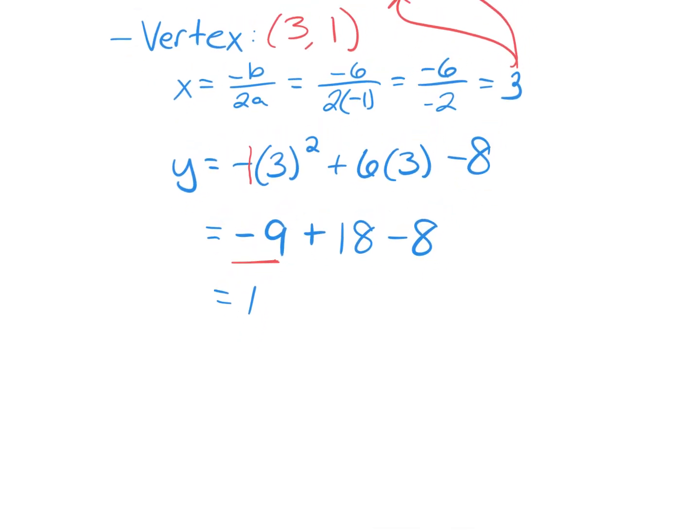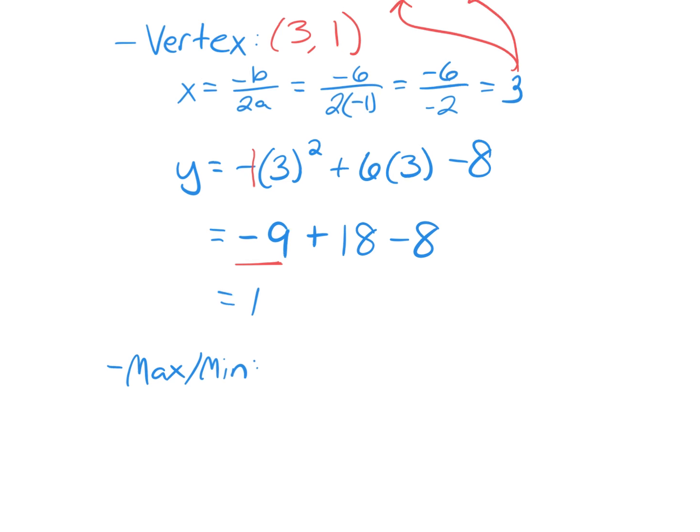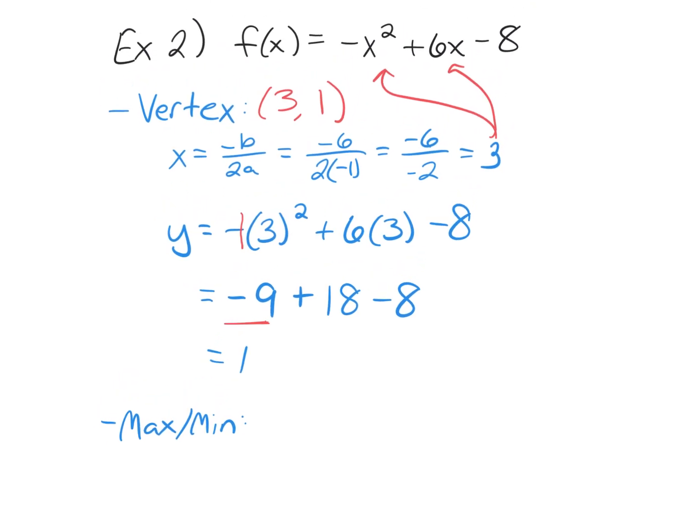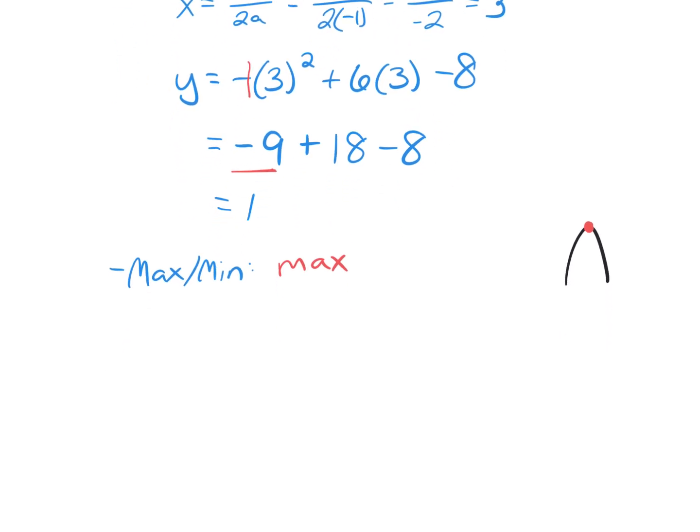What was after vertex? Max and min. What's going to help you? Draw the picture. Is it opening up or opening down? Down, because it's negative. So my vertex is a maximum. Yep. What's after max and min? AOS. X equals 3. Yep, x equals whatever our x value is. In this case, it's 3.